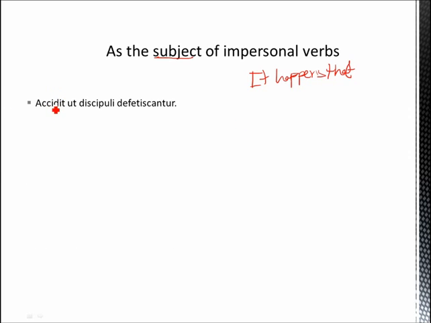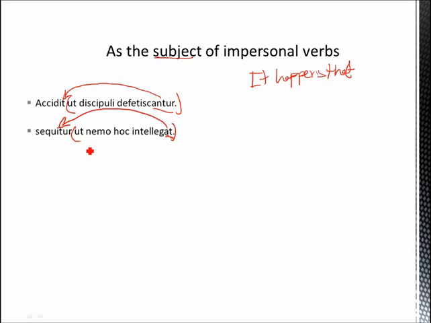It happens, accidit. What happens? Ut discipuli defatigentur. That students grow tired. Present subjunctive, because we've got a present tense main verb. Sequitur. It follows. What follows? It follows that ut nemo hoc intellegat. It follows that no one understands this. Intellegat, present subjunctive, because our main verb is in a primary tense. And again, we're not going to use ne, we're going to use ut plus a negative, nemo.